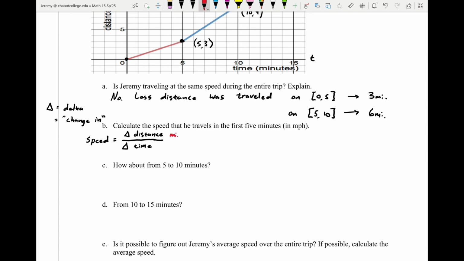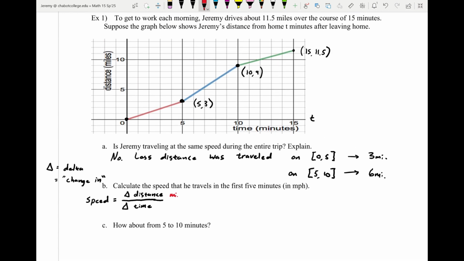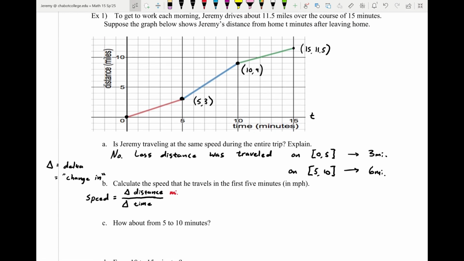And the units might be worth noting. The units of distance are going to be miles. And what are the units of time? Remember, this is all based on this graph that we're given up here. The units of time are minutes. Okay, so how do we compute the change in distance and the change in time?